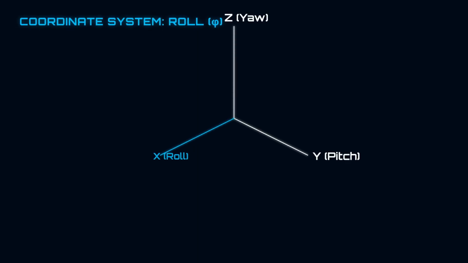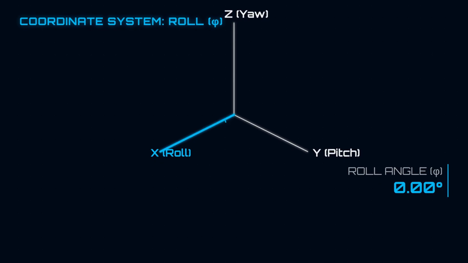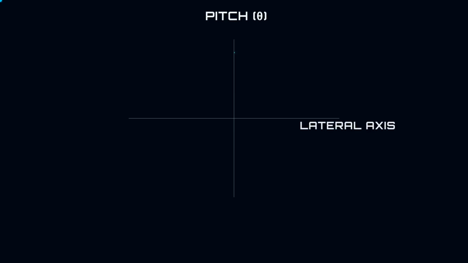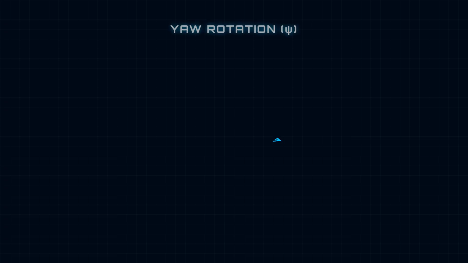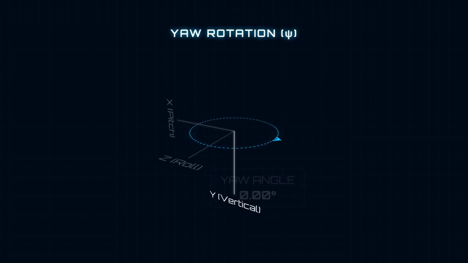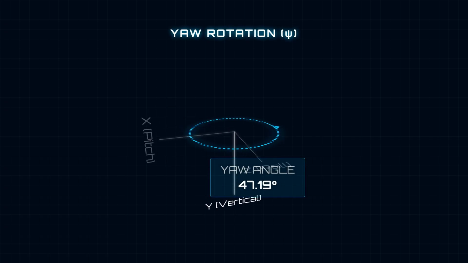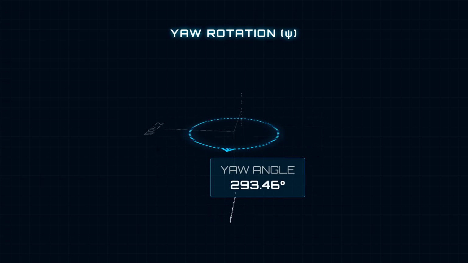First, we have roll, phi, degrees, where you enter the rotation angle around the longitudinal axis. Next is pitch, degrees, for the rotation around the lateral axis. Finally, yaw, degrees, captures the rotation around the vertical axis. Each field accepts numerical values in degrees.